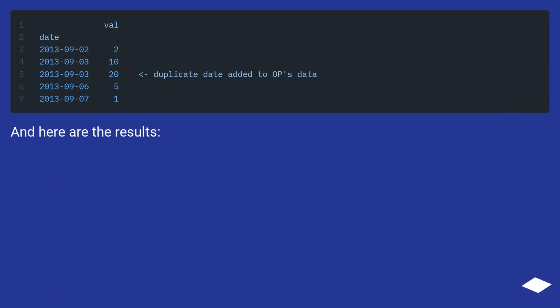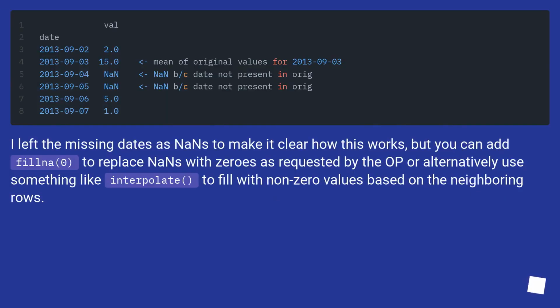And here are the results. I left the missing dates as NaNs to make it clear how this works, but you can add fillna 0 to replace NaNs with zeros as requested by the OP, or alternatively use something like interpolate to fill with non-zero values based on the neighboring rows.